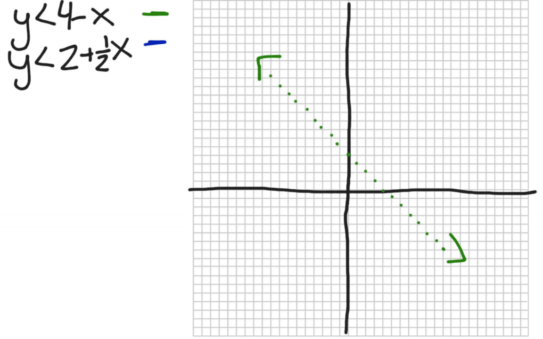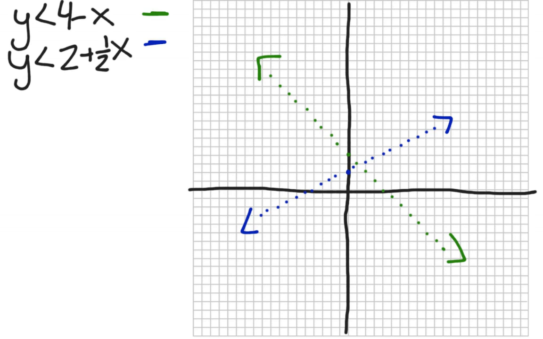I'll do the other inequality in blue, and it has a y-intercept of 2, so there's my first point at y equals 2. And it has a slope of 1/2. So a slope of 1/2 means I'm going to go up 1, to the right 2 to get each point. So up 1, right 2, up 1, right 2. And there's my second inequality.